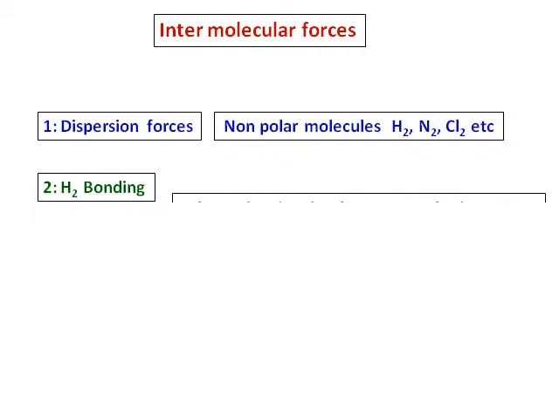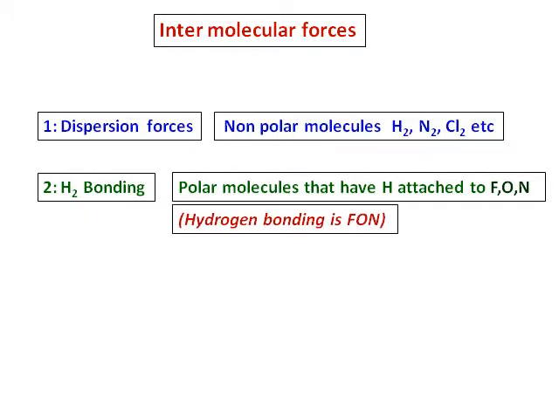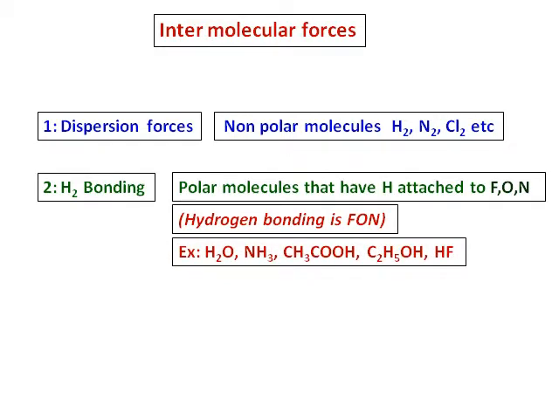The second special kind of force is hydrogen bonding. Polar molecules that have hydrogen attached to fluorine, oxygen or nitrogen will undergo hydrogen bonding. It is fun to remember to which elements hydrogen should be attached. Some of the examples are water, ammonia, acetic acid, alcohol and HF. In all these cases, hydrogen is attached to either F, O or N.